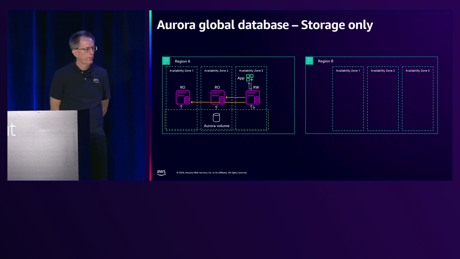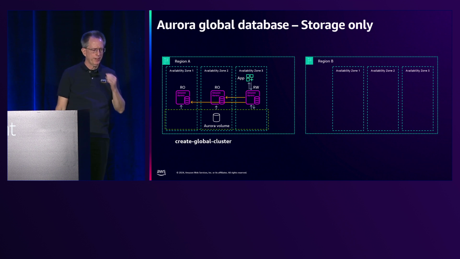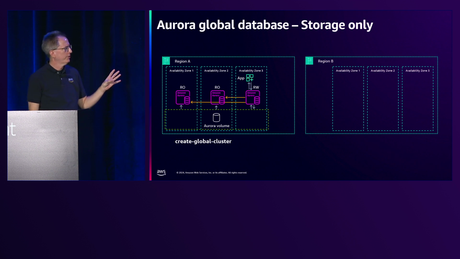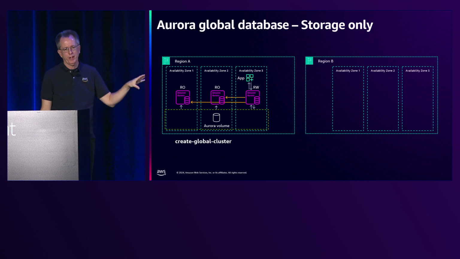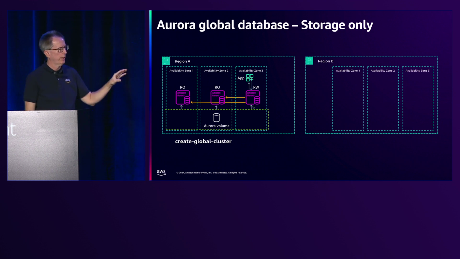So the next step in our journey as a business is to really think about reducing both our RPO and our RTO. And what we're going to look at is our global database offering from Aurora. So we start with a storage-only offering. And what that means is in our region, we're going to have another region, region B, that we're going to do work in. So the create global cluster command, you can either run this before you create any clusters, or you can add an existing cluster to it by doing create global cluster and referencing the original region's cluster.